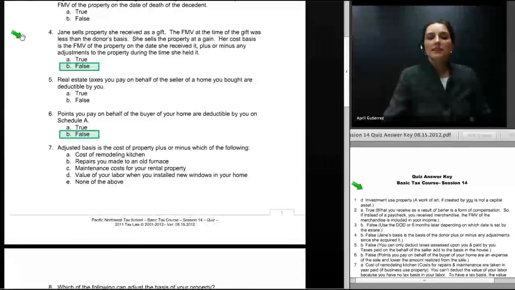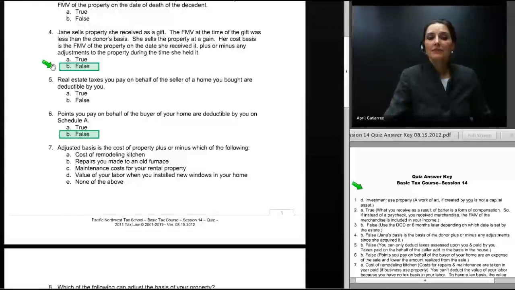Number 4, Jane sells property she received as a gift. The fair market value at the time of the gift was less than the donor's basis. She sells the property at a gain. Her cost basis is the fair market value of the property on the date she received it, plus or minus any adjustments to the property during the time she held it. That is a false statement.